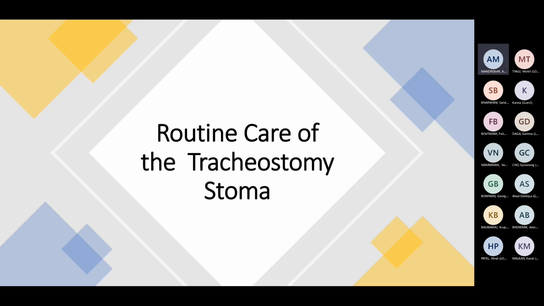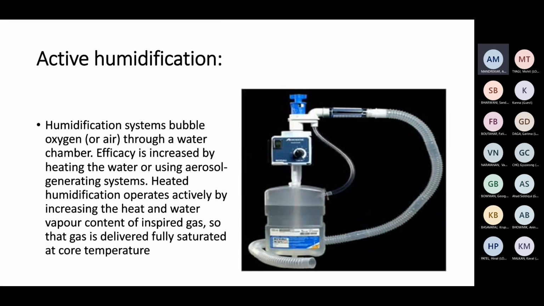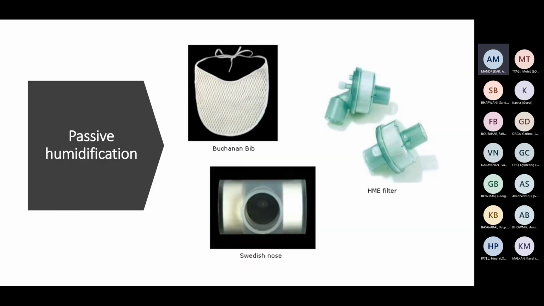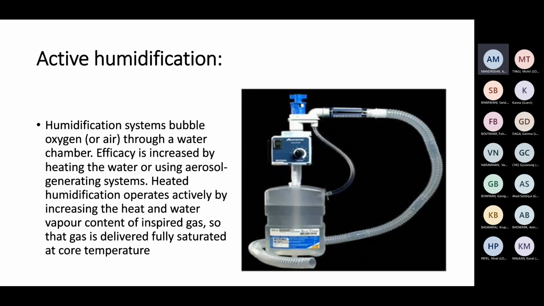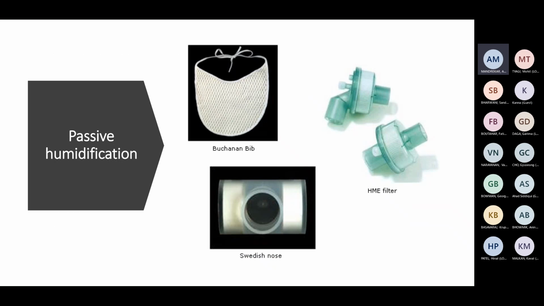And so, moving to routine care of the tracheostomy stoma. As we previously explained, patients would need help with humidifying the air. Humidification comes in two ways: active humidification and passive humidification. Active is basically a machine that will bubble the air, or sometimes when we use oxygen, also using heat to increase the heat and water content in the inspired air. But these are simple measures to help the patient passively.